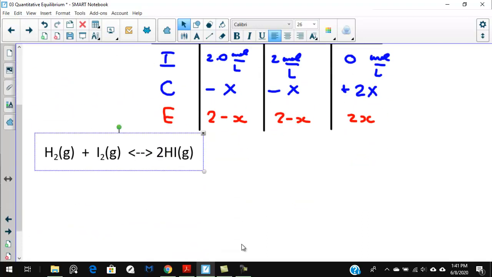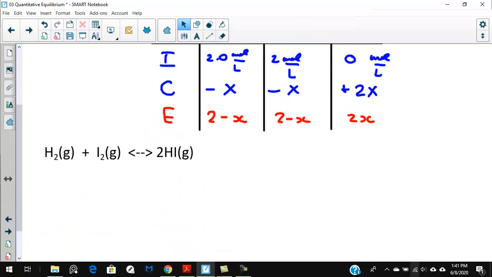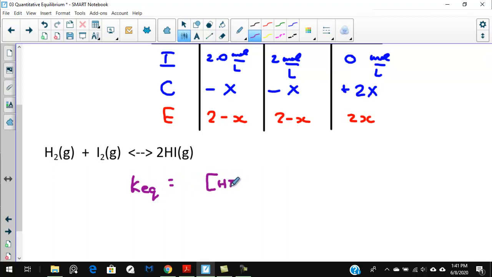Take our equation, we can write an equilibrium law for this. So if we were to write that out, we would say that our K EQ for this particular reaction is equal to the products over the reactants, HI squared all over H2 times I2. So that's our equilibrium law expression, the products over the reactants.